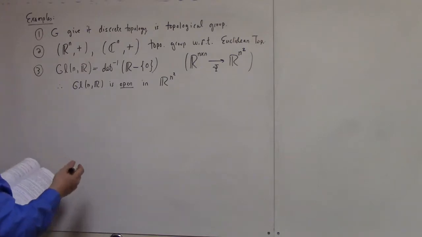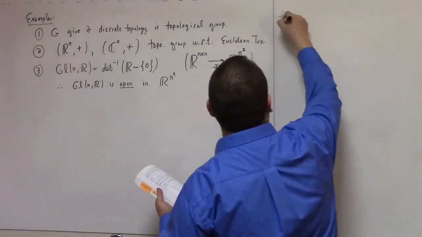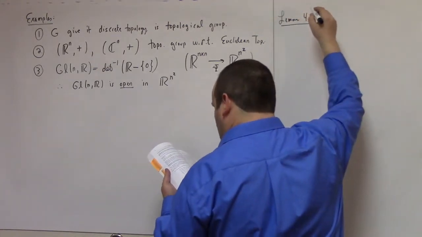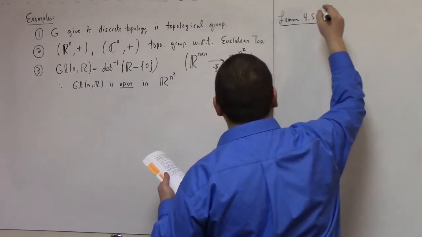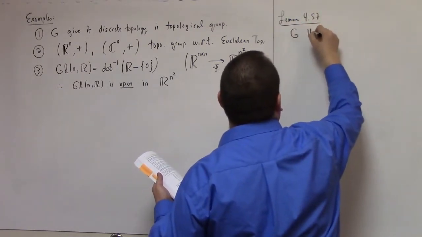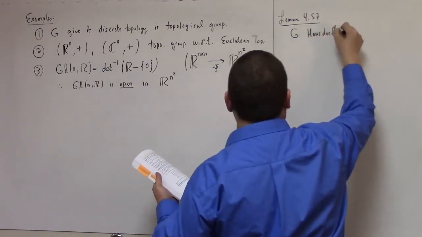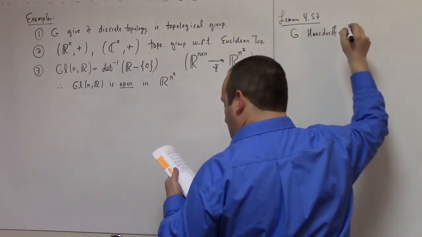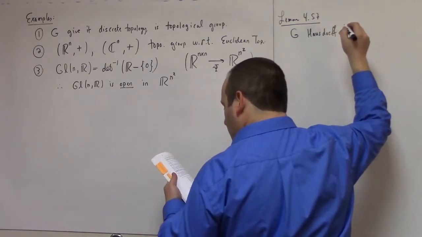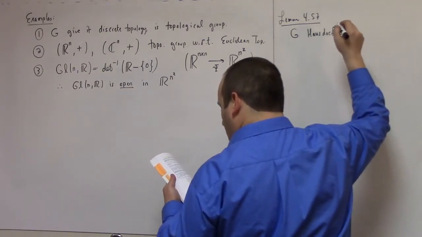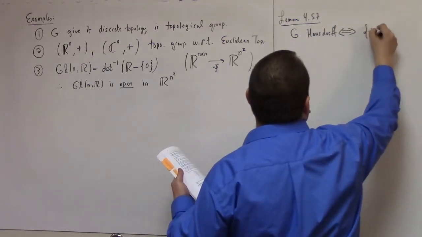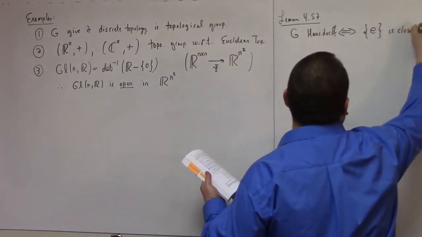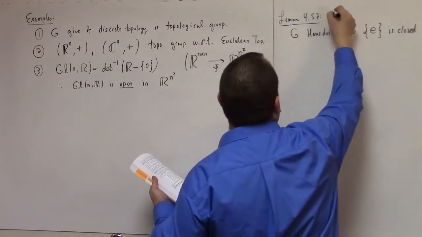Here's the lemma. Lemma 4.57. Let G be a topological group with neutral element e. Then G is Hausdorff if and only if the singleton {e} is closed. I see the import of this lemma. Just a second here. I got it. G topological group.